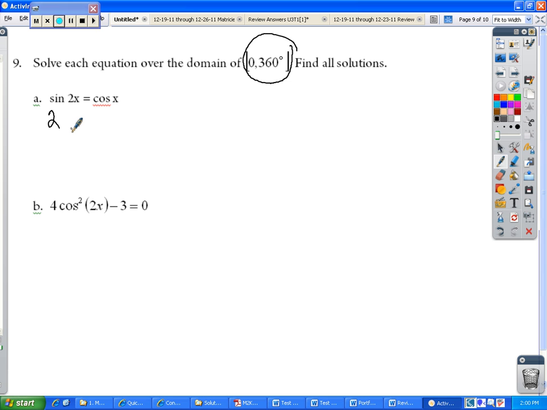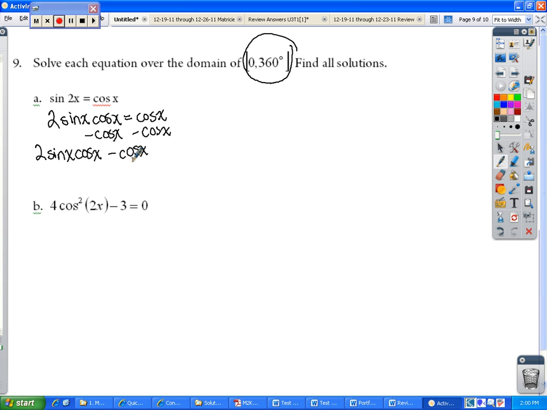So let's go ahead and use our double angle formula. And if we use our double angle formula for this one, I'm going to be left with 2 sine of x cosine of x equals cosine of x. And again, you cannot divide by cosine of x here. If you did that, you would lose possible solutions. So I'm going to subtract cosine of x from here, and I'm going to be left with 2 sine of x cosine of x minus cosine of x.